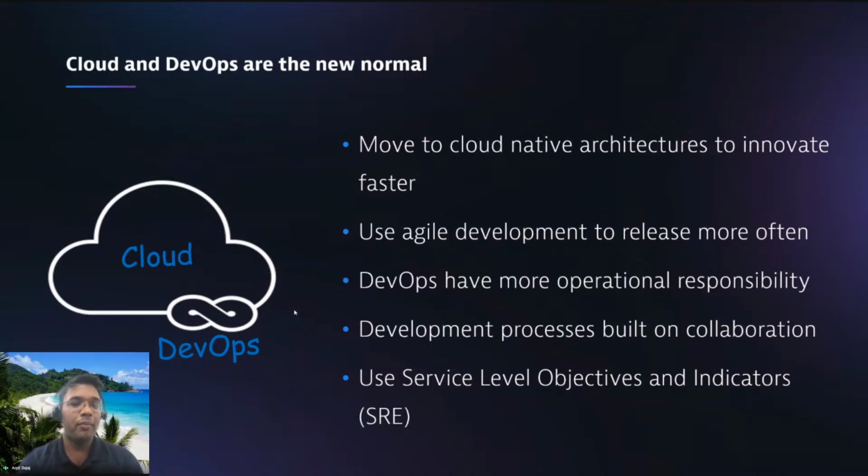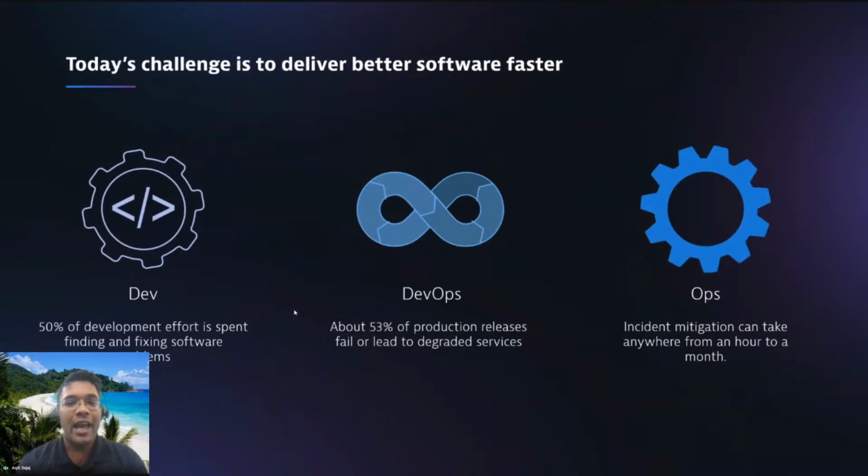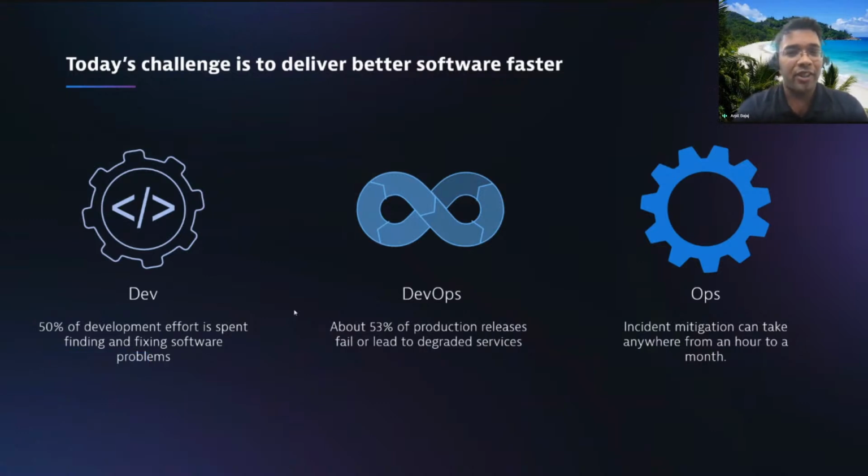In the current organization, more and more companies are moving to cloud native architecture so they can innovate faster. Of course, they're looking to release more often, and what that's resulted in is DevOps having increasingly more operational responsibility. The challenge that today's organizations are facing is how they can deliver better software faster. Whether you're working in development, DevOps, or operations, software has actually become the main revenue generator in most industries. So being able to release better software faster is integral to the success of the organization. And this is something that organizations need to be doing to compete as well.